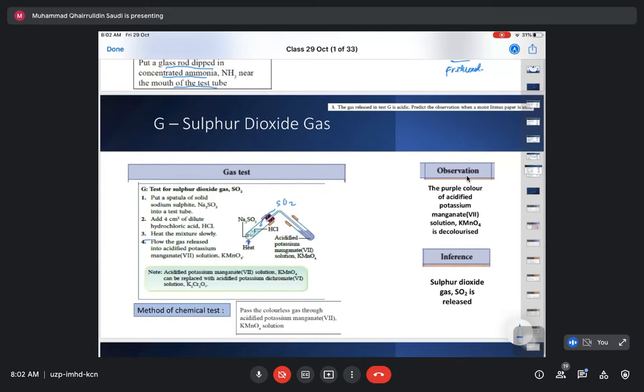We will flow the gas released into acidified potassium manganate solution, ataupun kita pass the colourless gas through acidified potassium manganate solution. What is our observation? The purple colour of acidified potassium manganate will decolorize. Okay, that shows that sulfur dioxide is released.